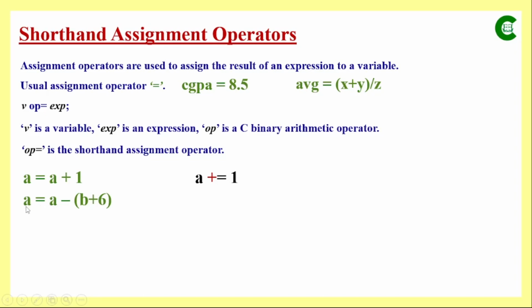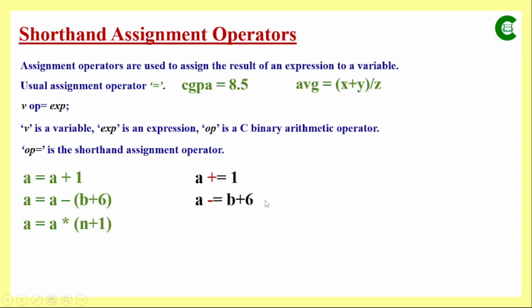So this can again be written in short form like this: a, then the minus sign, that binary arithmetic operator, then the assignment operator, then b plus 6. So this stands for a is equal to a minus b plus 6.